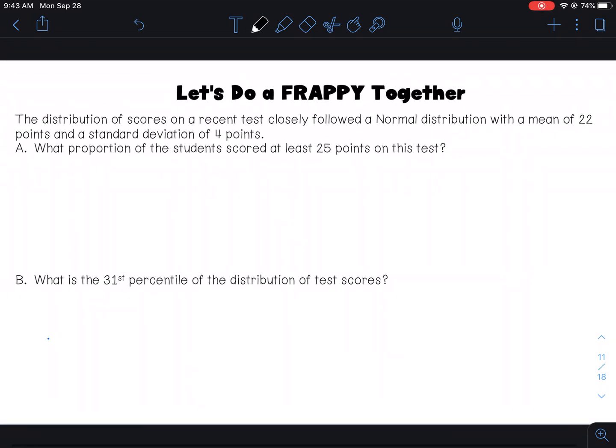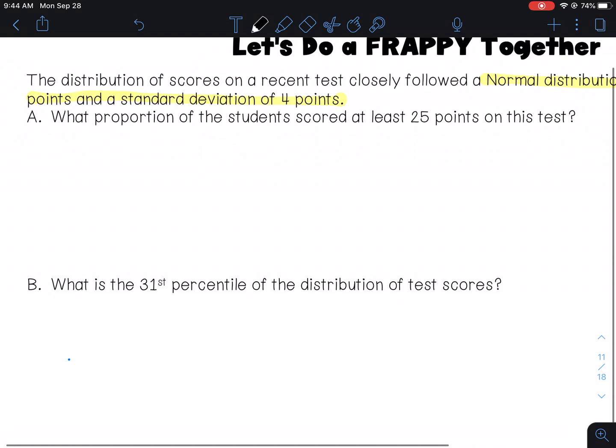It says the distribution of scores on a recent test closely follows a normal distribution with a mean of 22 points and a standard deviation of 4 points. So I'm going to note that right away: normal distribution, 22, 4, and I'm going to define my variable as x equals test score, so I don't have to think about that again. It says, what proportion of students scored at least 25 points on this test?